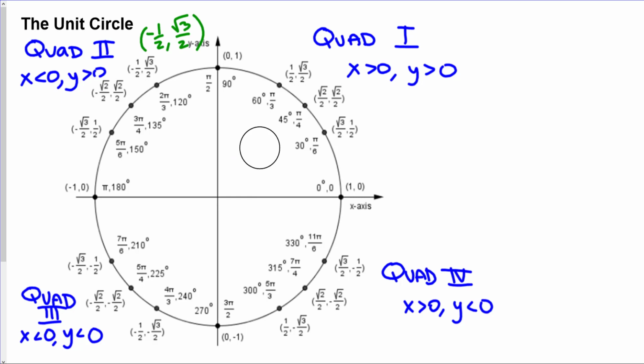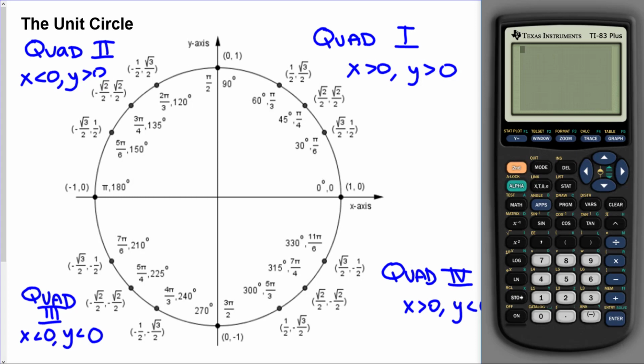Now, one last thing I want to show you is on the calculator. If you key in, for instance, let's say sine of, and let me check and make sure I'm in the correct mode. All right, I'm in degree mode, so I'm going to use degrees. So sine of 30 degrees. I get 0.5, which should make sense because here's a 30-degree angle measure. Sine is the y coordinate, so 1/2 or 0.5.